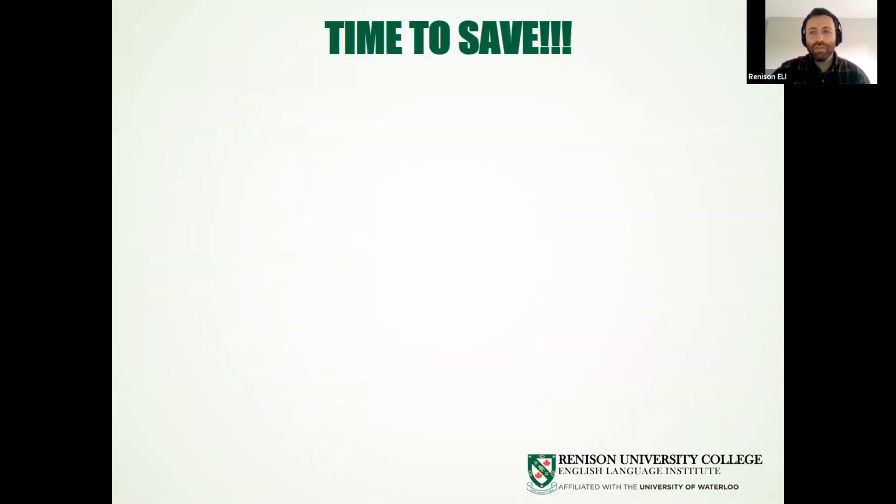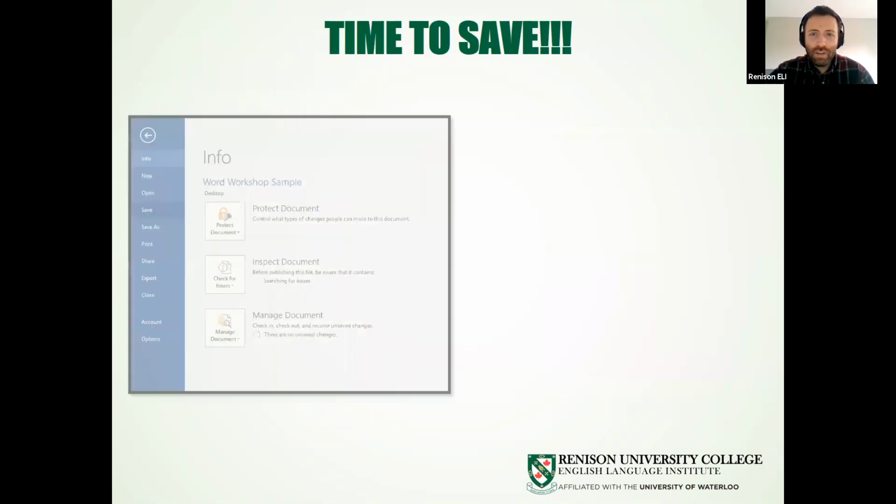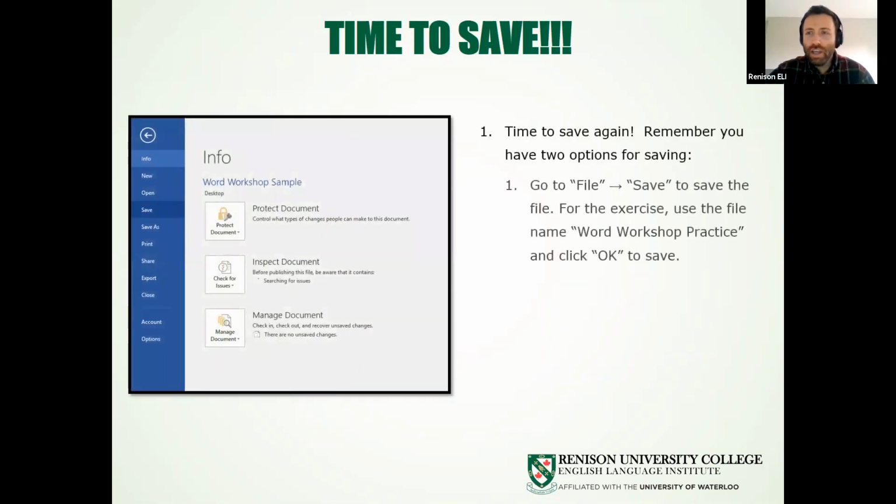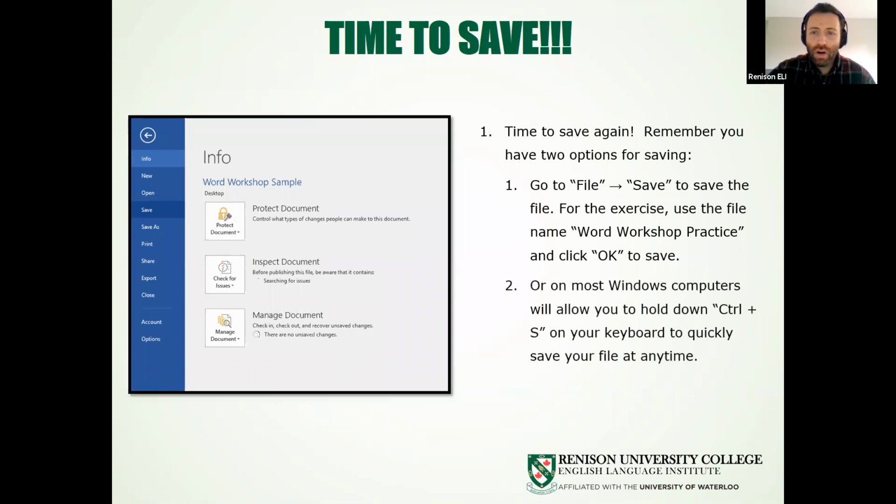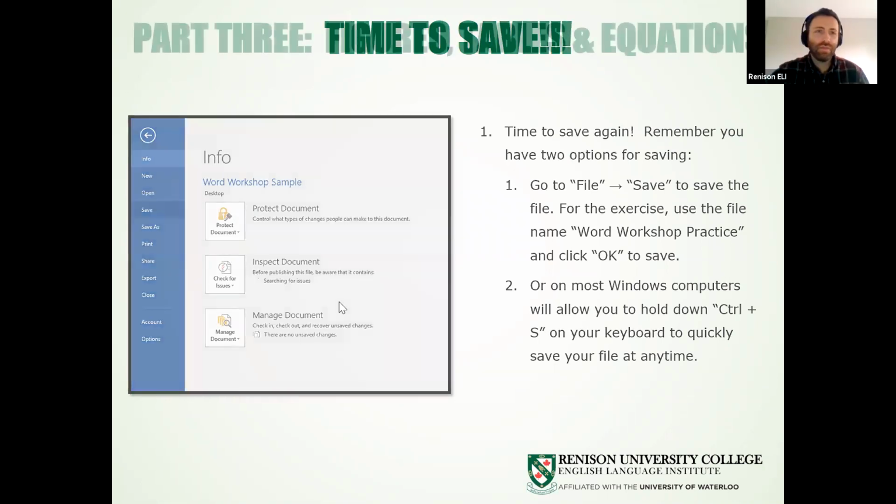Time to save. So if you haven't already, you want to go save your document. So 2 options. You can go to File, Save, like we did at first. Make sure you click OK. Or on most Windows computers, you can do Control S. If you have a Mac, it might be Option S. You can try that. But that's much faster. That's what I do, is Control S.